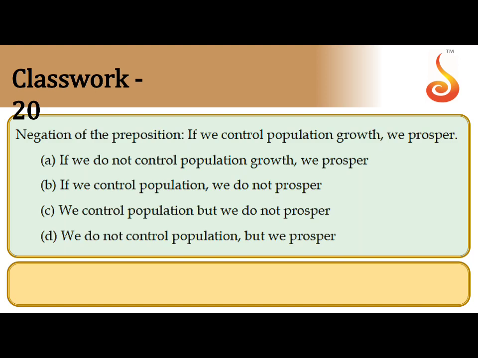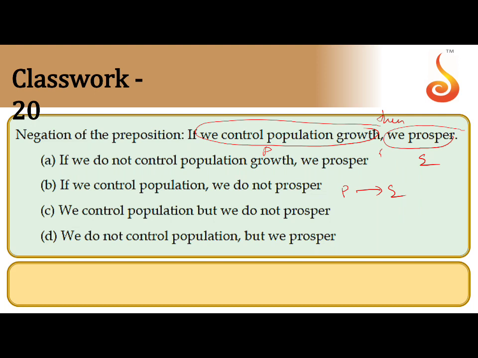So next question. Negation of the proposition: if we control population growth, we prosper. On solving these questions, you can describe the statements. I took the first statement as P, and the second one as Q. If then means implication. If then means implication. P implies Q. That is the given statement.